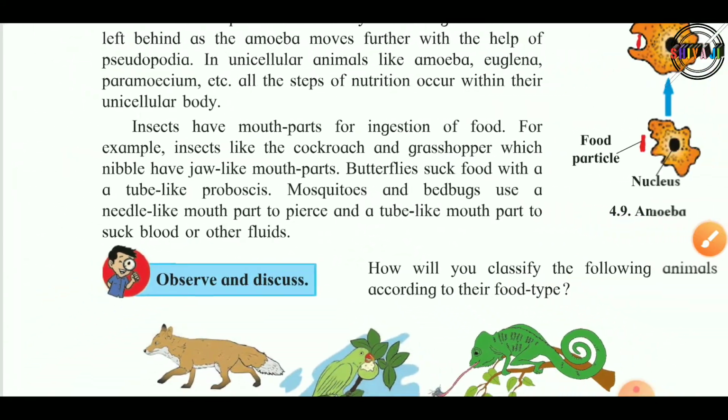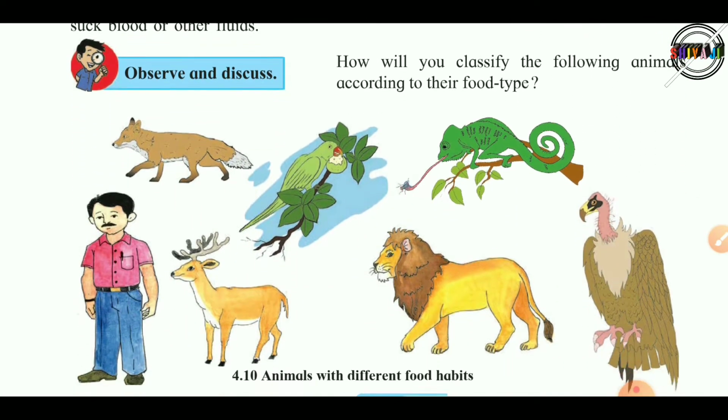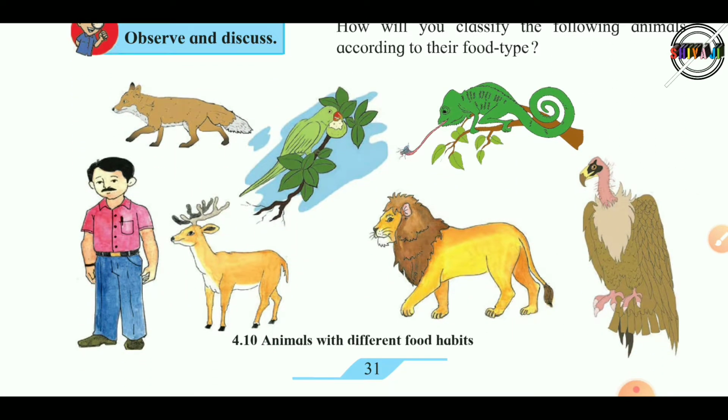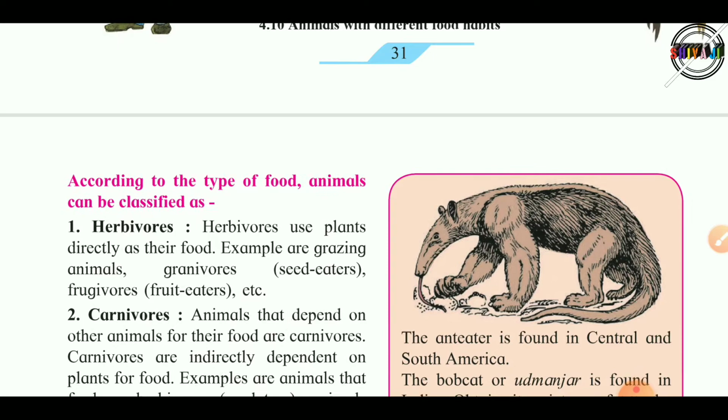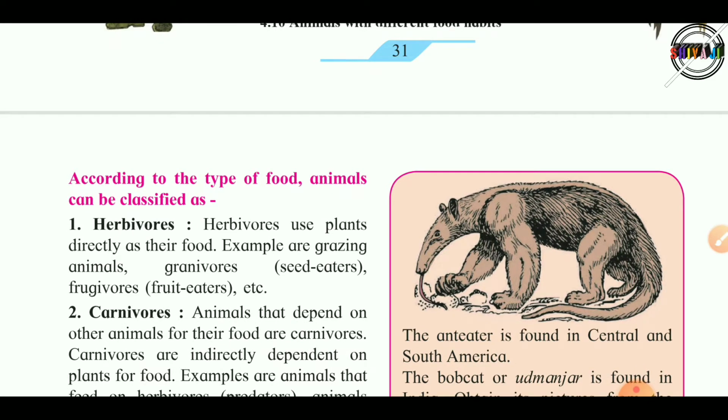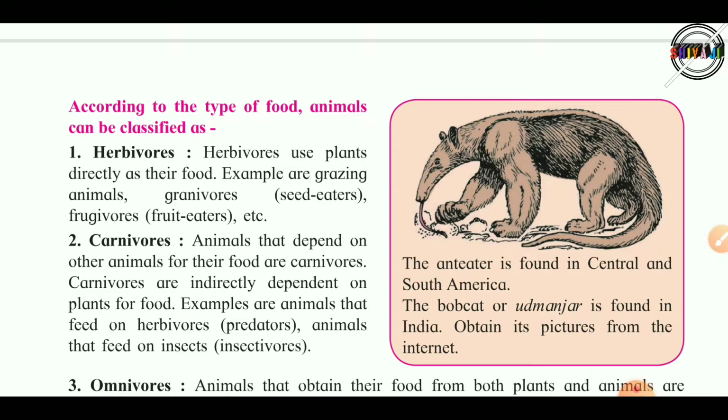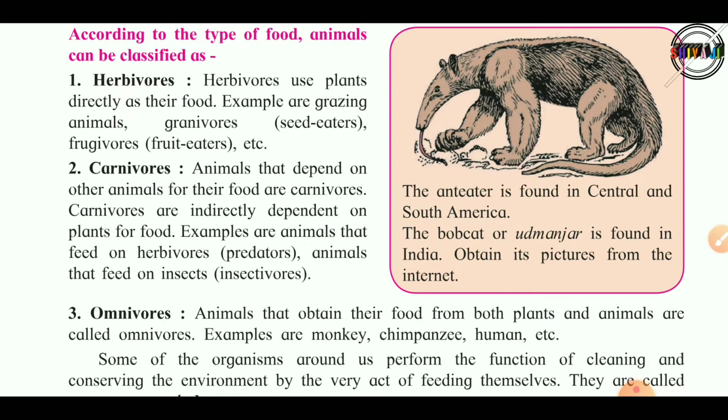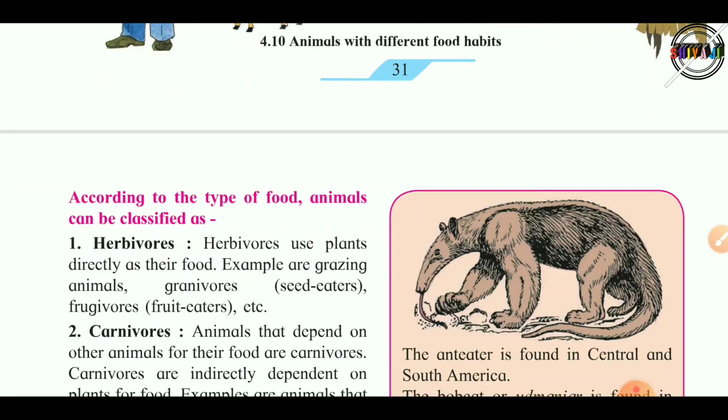Now here, how will you classify the following animals according to their food type? Here are some animals, and they are classified according to their food type. Now there are lots of types of food. According to the type of food, animals can be classified as herbivorous, carnivorous, omnivorous, and scavengers and decomposers. There are 5 types of eating food type.